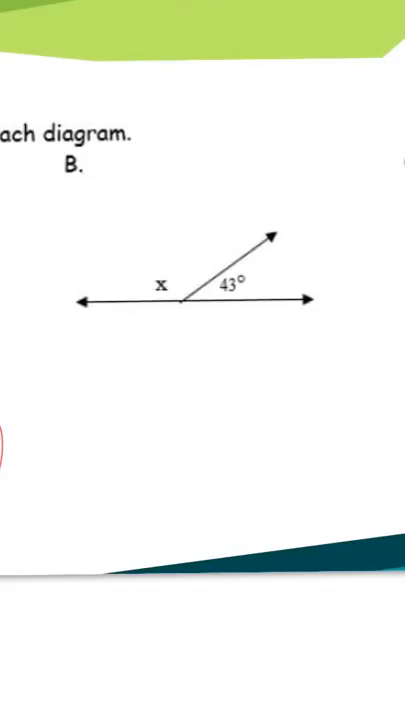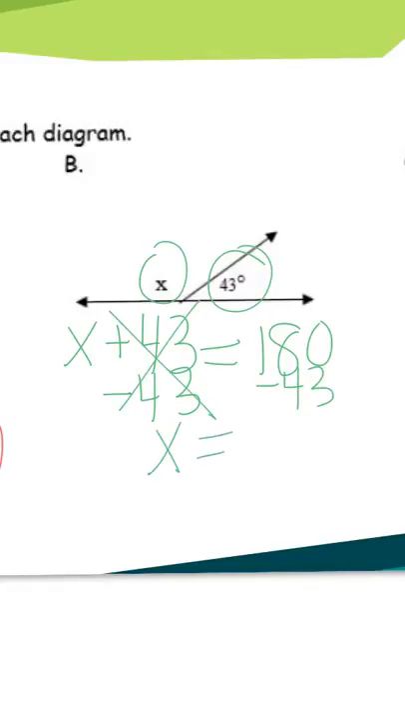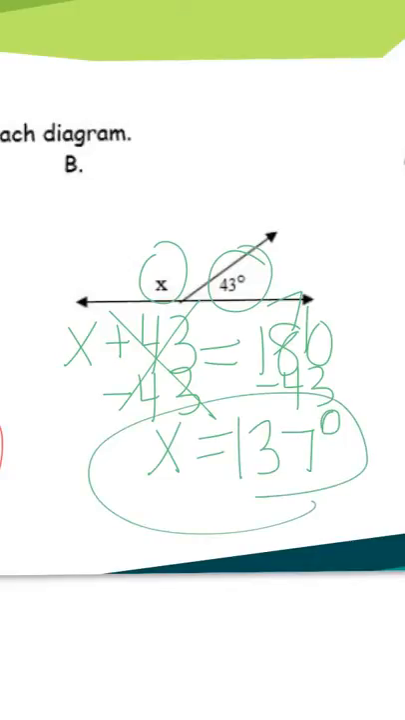B, you have a straight line, so you know it's going to equal 180 degrees. You have X and 43, so add them together. X plus 43 equals 180 degrees. You need to get rid of the plus 43 by subtracting 43 from both sides. That cancels out the plus 43 and leaves you with X. Then you have a positive 180 and a negative 43. They're different signs, so you subtract. Don't forget your degree sign, and your answer is 137 degrees.